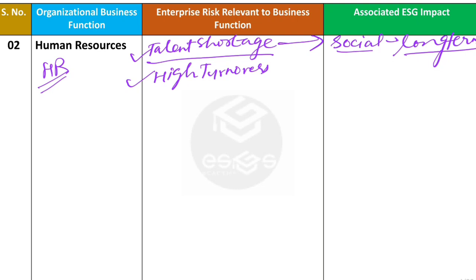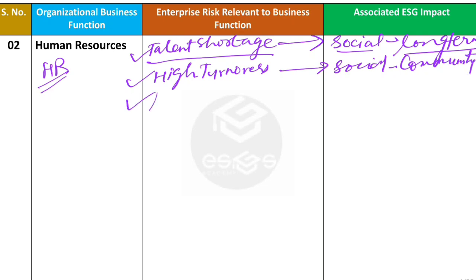Next risk we can consider here is high turnover rates. We can say loss of experienced employees increases recruitment cost and disrupts business continuity. For this, what can be the associated ESG impacts? We can consider under the social pillar that high turnover affects workforce morale, job satisfaction, and the company's reputation as a preferred employer, and also impacts community well-being. So we should think from the community angle also.